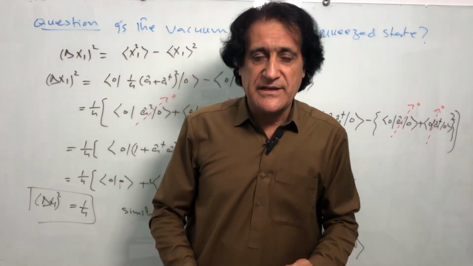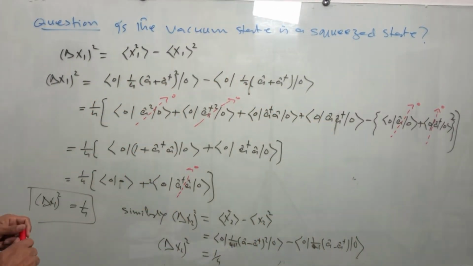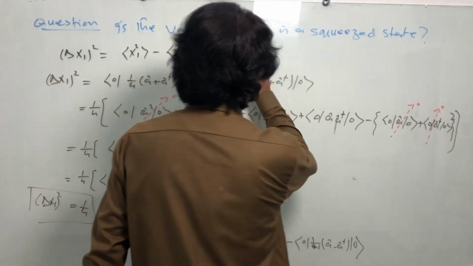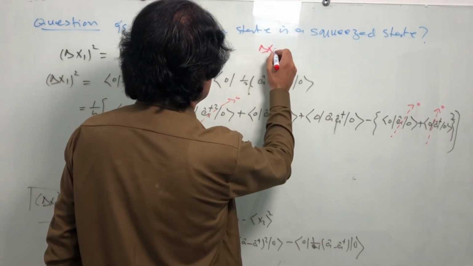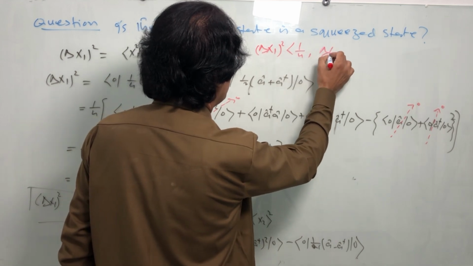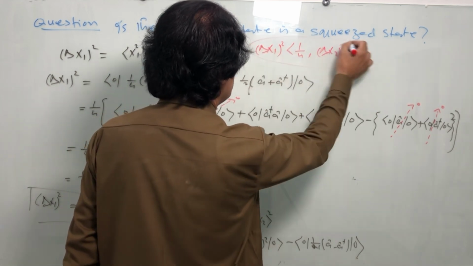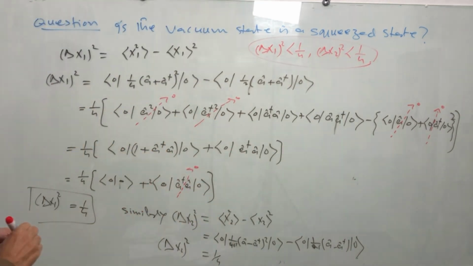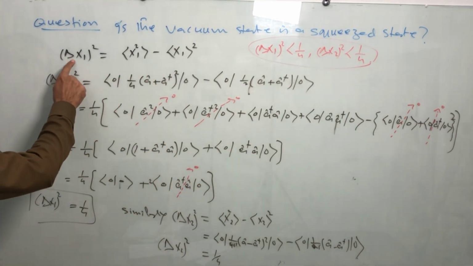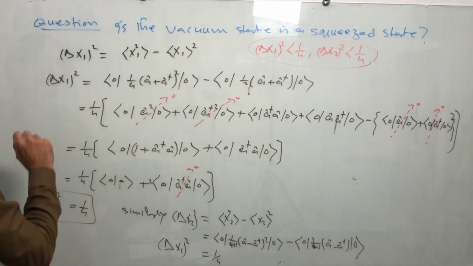Is the vacuum state a squeezed state? We must show that (Δx1)² is less than 1/4 and (Δx2)² is less than 1/4. So this is the condition for a squeezed state. Similarly, we can take (Δx1)², which is equal to the average of x1 squared minus the square of the average of x1.